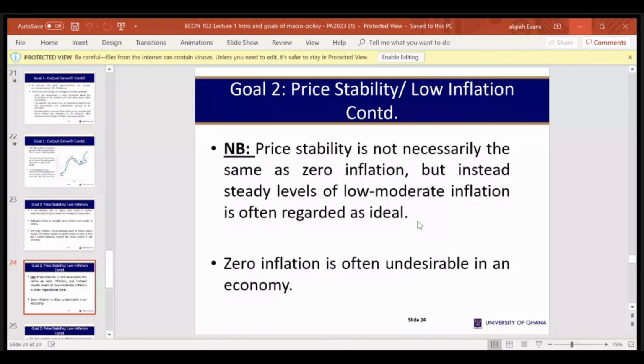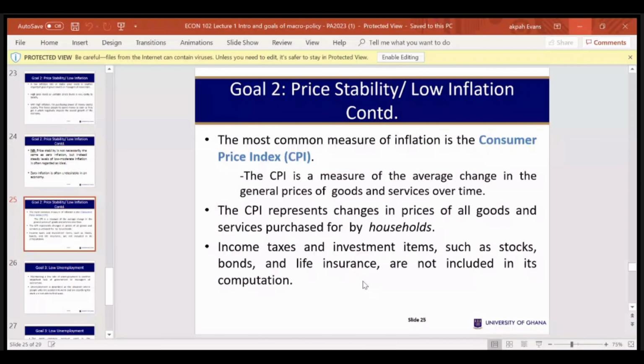Now, the most common measure of inflation is the CPI. For this one, I wouldn't want us to waste time on it because the CPI is a major topic. How to use the CPI to calculate inflation will be done probably in the next 4 or 5 lectures. So I wouldn't waste so much time on this.